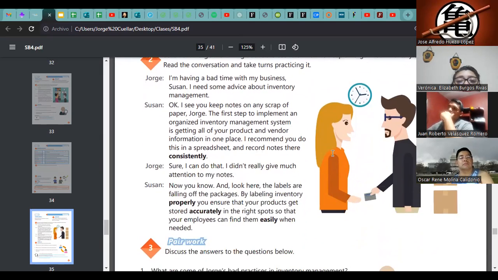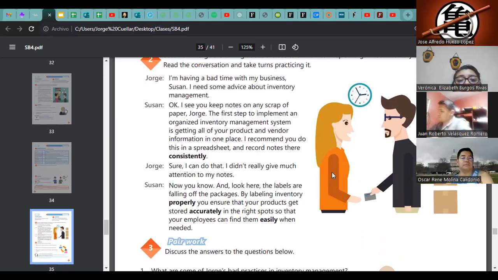So we have a conversation here. It says, read the conversation and take turns practicing it. As usual, what I'm gonna do is I'm going to tell you the conversation, so you check the pronunciation, then we practice, and then we are going to check the vocabulary.